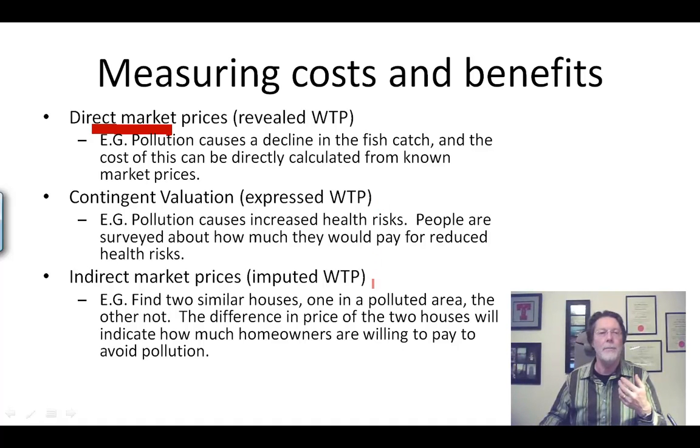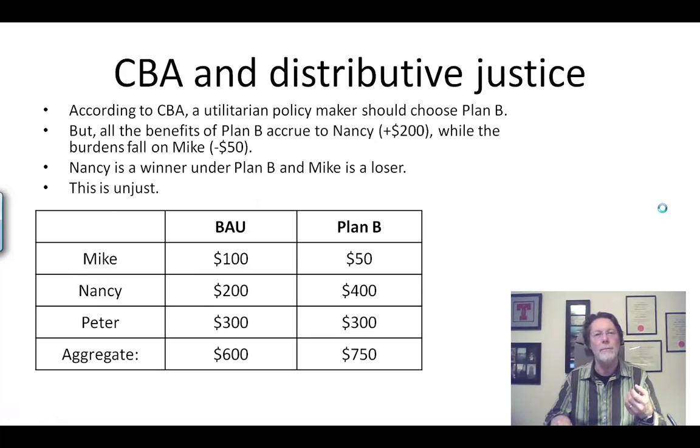And finally, the third method is imputed willingness to pay using indirect market prices, and it works. You can find, say, two houses, one polluted and one not, and the difference between them is an indicator of how much people are willing to pay to avoid pollution. So these provide the measures of costs or perhaps benefits that go into these willingness to pay calculations.